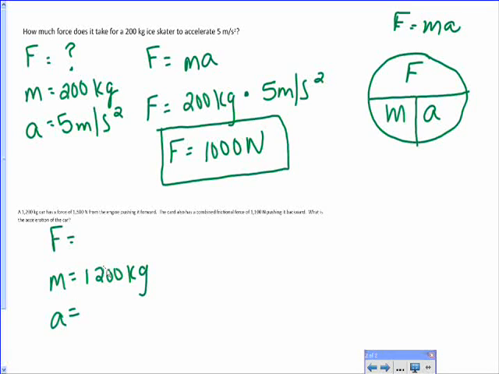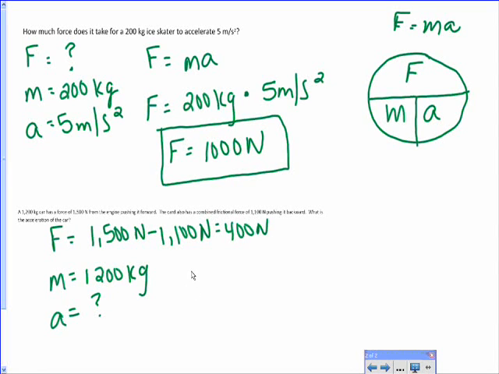Now, it asks us to find the acceleration of the car. So that means it's given us the force. And if you'll notice, there are two forces, one pulling it forward, one pulling it backward. And if you'll remember, for us to find the net force, we just say 1,500 newtons minus 1,100 newtons. So that's going to give us a force of 400 newtons.